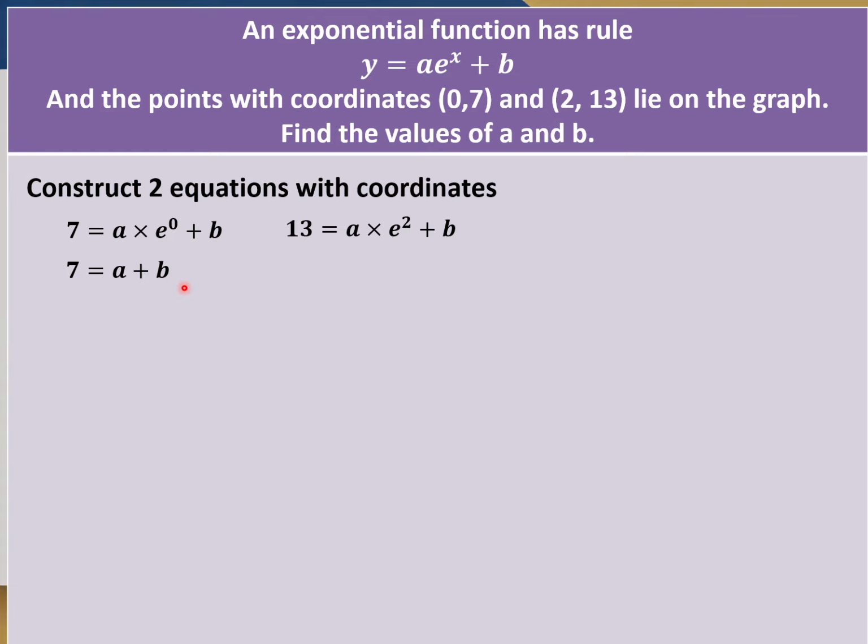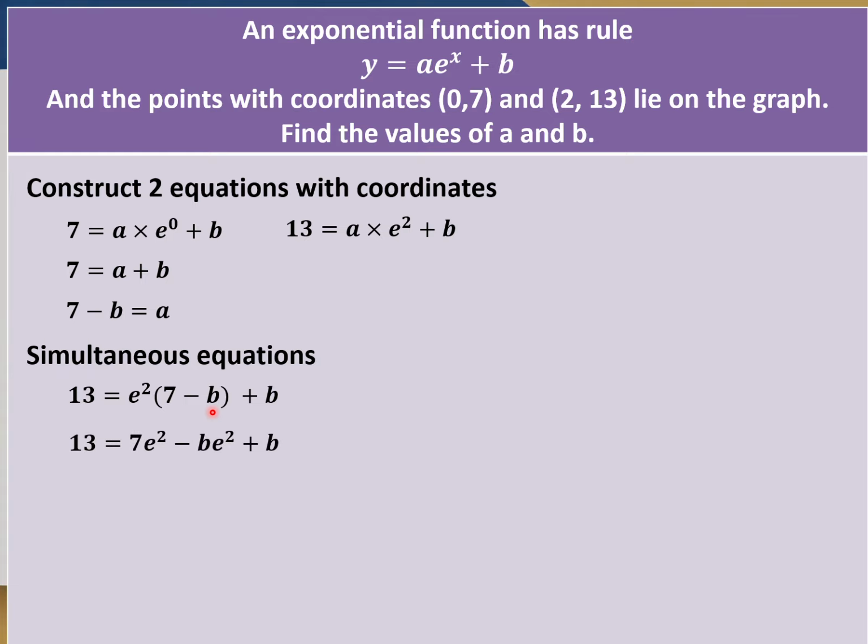Just because we will be using simultaneous equations eventually, I'm going to take one of the variables to the other side to get a by itself. The next step is we are going to use simultaneous equations. So wherever I see a, I'm just going to plug it into this equation. So that means I've got 13 is equal to e to the power of 2 times 7 take away b, plus b. The next step is I'm just going to expand. That means everything here will be timesing by e squared.